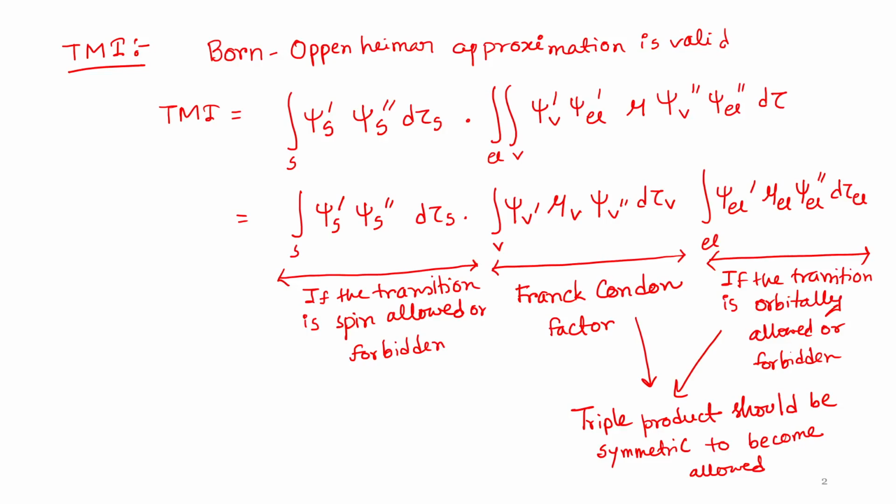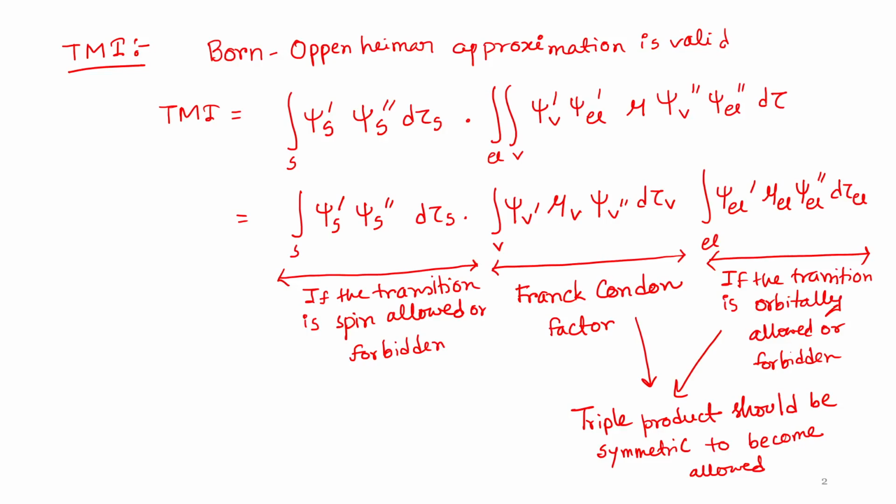That means if you change the starting point and the end point in the definite integral, if you change the sign, then it is going to be negative, and then your integral is going to be 0. That is only possible when your triple product is going to be 0. So your TMI is going to be 0 if your triple product is anti-symmetric. So it has to be symmetric.